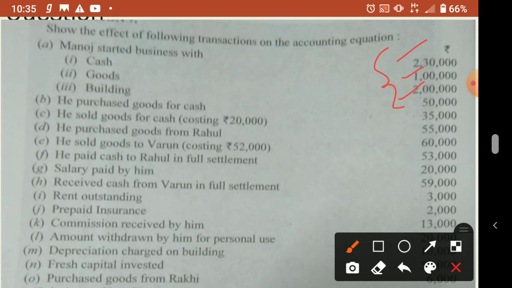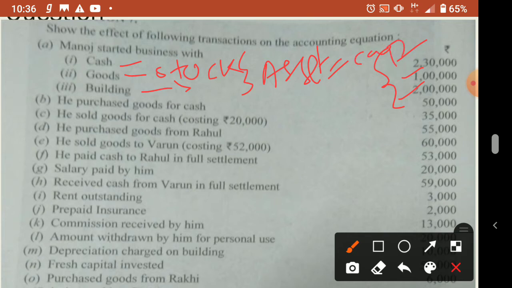But it is available in different forms. It is available in cash, 2,30,000. Goods we write with what name? Stock. Remember, we will not write goods, we will mention it as stock. Then there is one building, and 2 lakh is its value, so building we will show. Cash is an asset, goods, that means stock, is an asset, and building is also an asset. So these three assets are there. Equal to that, on the liability side capital will come, 5,30,000. I will write it.